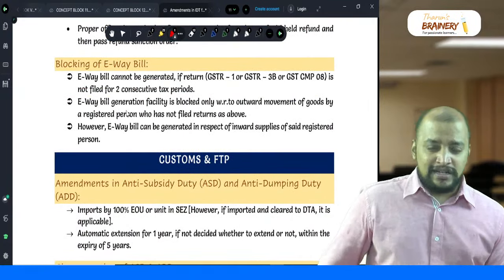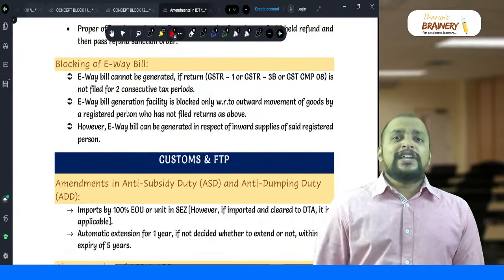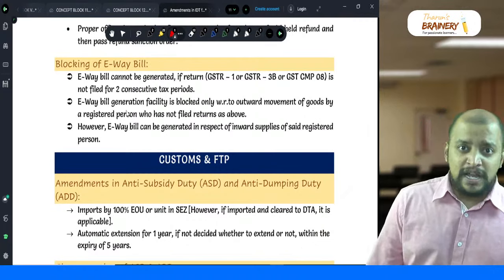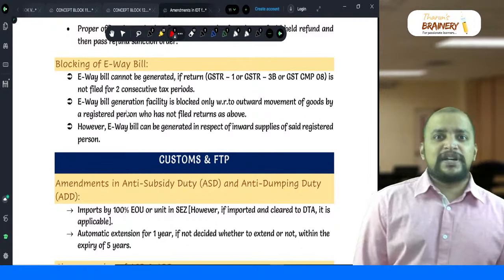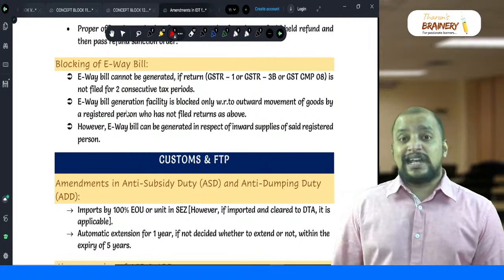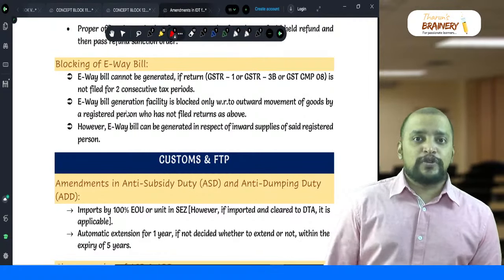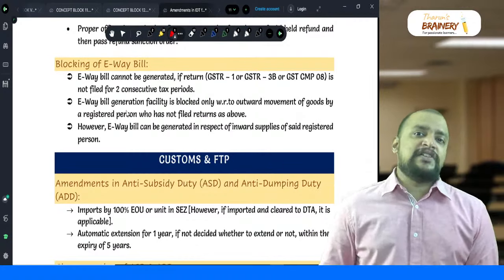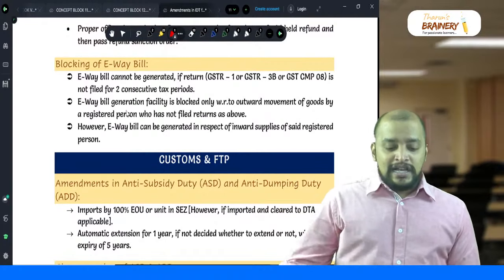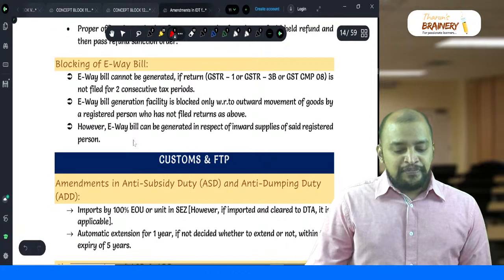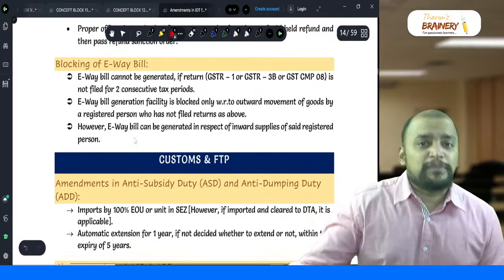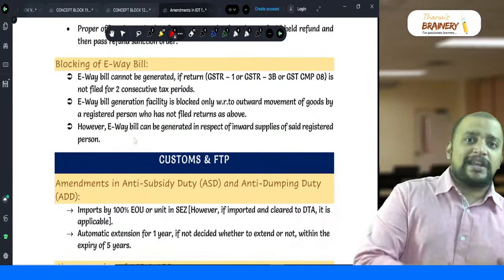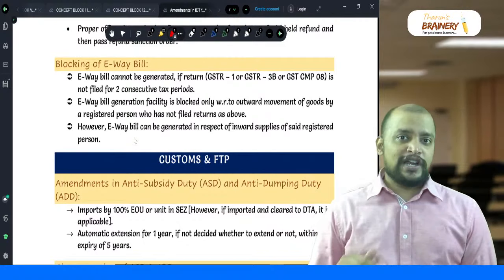Then a small amendment in that: blocking of eway bill. We know that if a person is not filing returns for consecutive 2 months or 2 tax periods, or 2 quarters by a composition scheme dealer, then against that person eway bill cannot be generated, either as consignor, consignee, transporter, etc. Now there is a relaxation that is given. Against that person eway bill cannot be generated, but his transporter can generate the eway bill, and his recipient can generate the eway bill.